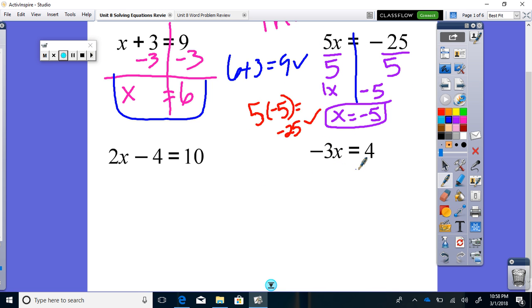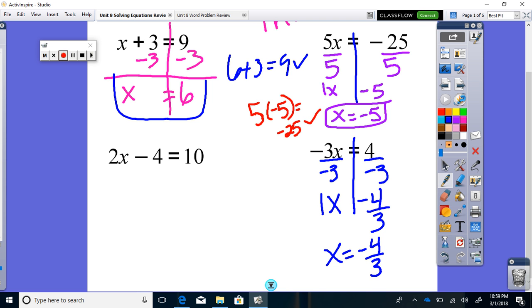This one on the right side here is another one-step equation. It's the same thing up here, except that I have a negative 3x. But it's still negative 3 times x. So the inverse will be division still. Whatever you do to the left, you must remember to do to the right. Negative 3 divided by negative 3 equals 1x. And 4 divided by 3, since 4 is not divisible by 3, we're going to leave that as the fraction 4/3. So we get x equals negative 4/3.